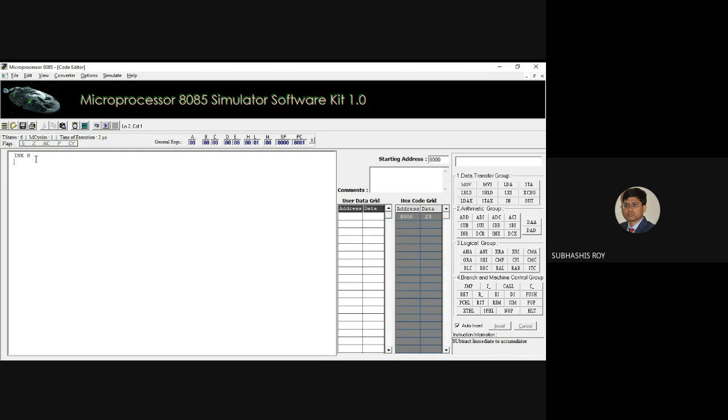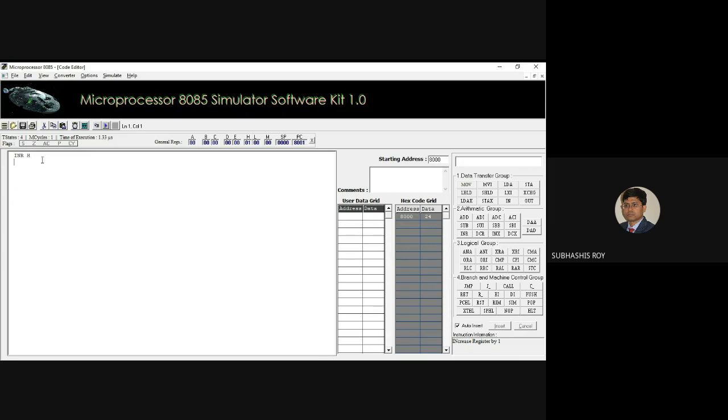If I take INR H, it will take the same 1 machine cycle, but the states are 4, because it is just incrementing a single register. But INX is incrementing a register pair. I hope you understand why it is taking 6 T states in INX. The same thing applies here, so I'm not going to show you.